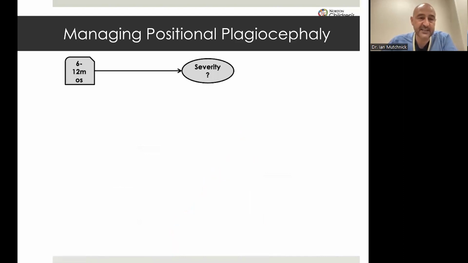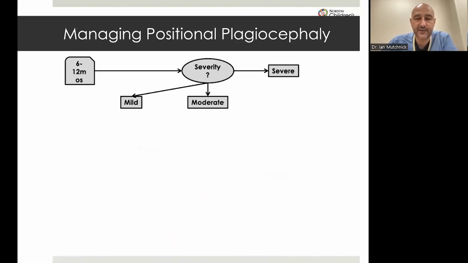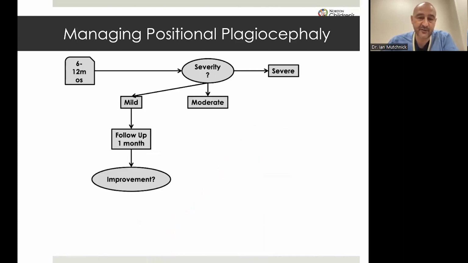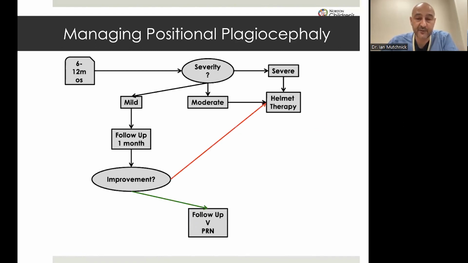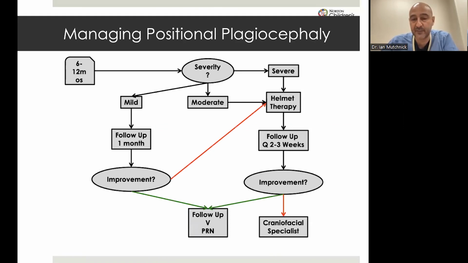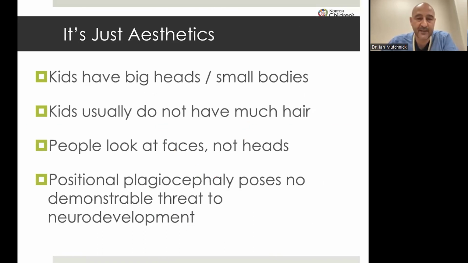If you're seeing a kid at 6 to 12 months, the severity matters. If it's mild, the algorithm is different than if it's moderate versus severe. If it's mild, you can follow up at 1 month and see if there's improvement. Of course, you've given them the positioning advice, and if there's torticollis, you've treated it. If there's improvement, you can follow up versus PRN. If there's not, then again, we're back to potential helmet therapy, and this all looks the same. If the helmet therapy didn't work, that's a problem.